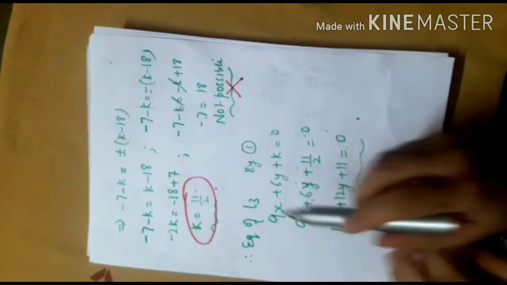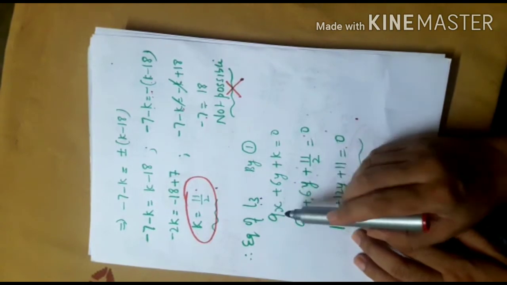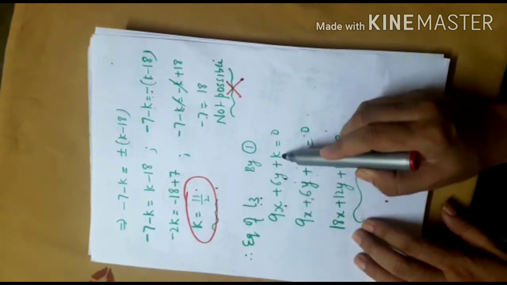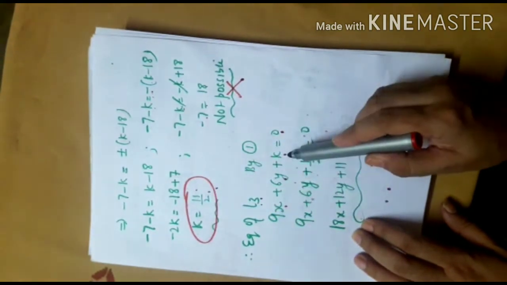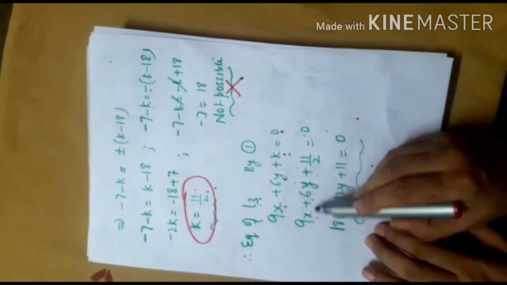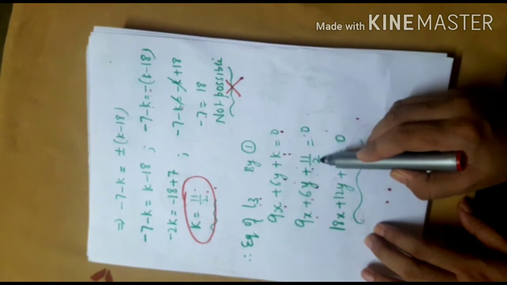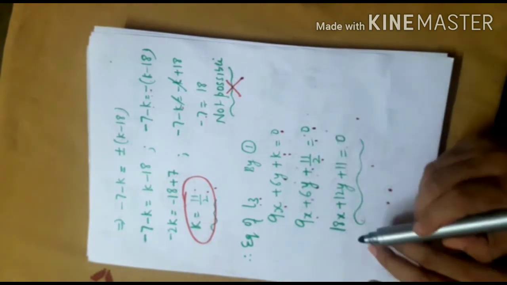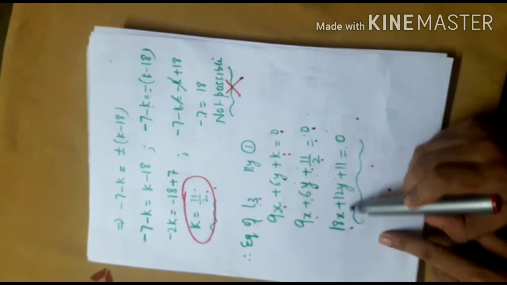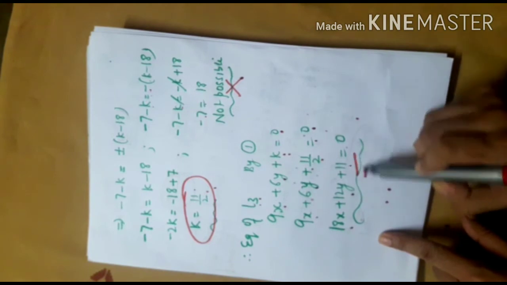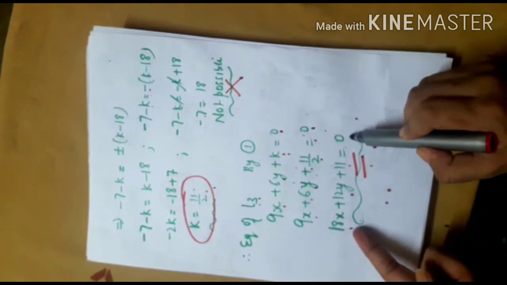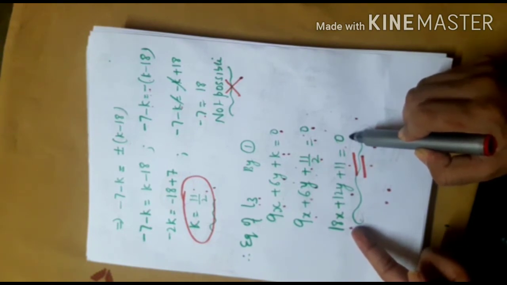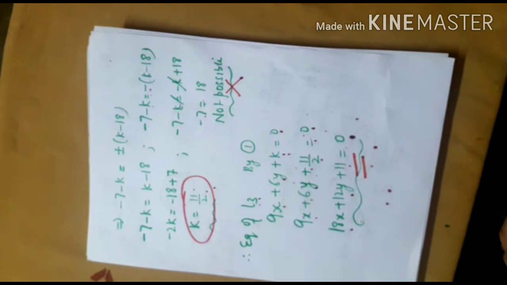So the equation of line L3 was 9x + 6y + k = 0. Put the value of k here. So I get 9x + 6y + 11/2 = 0, which can be written as 18x + 12y + 11 = 0. So this is the equation of the line which is equidistant from the two parallel lines L1 and L2.